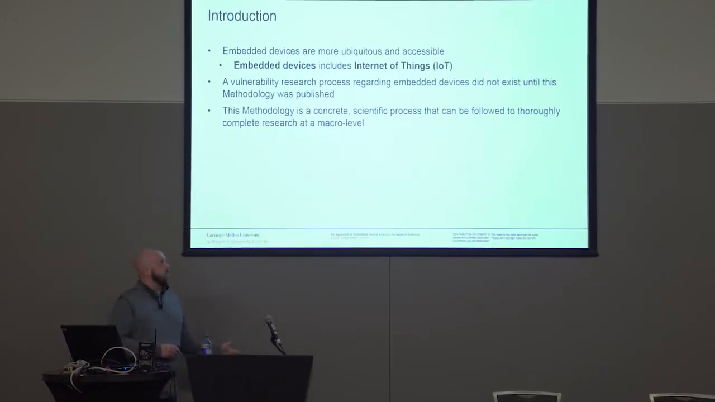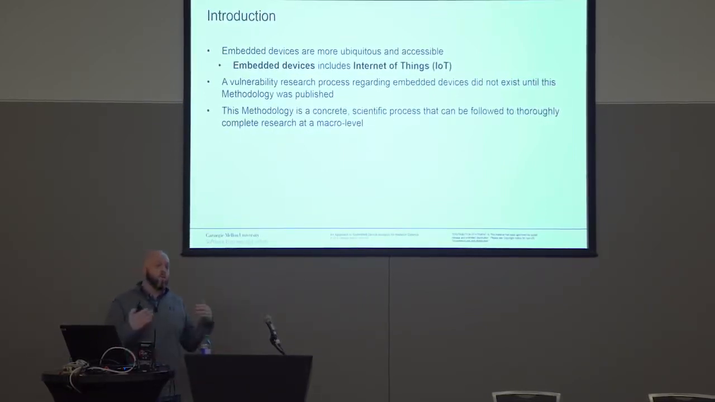So when I say embedded devices, you can also lump in Internet of Things into there. I like to put embedded devices as the umbrella for it, and then Internet of Things is underneath that, because your car is an embedded device, a satellite terminal that goes on a maritime ship is an embedded device. And then there's a vulnerability research process that didn't exist. And then, like I said, create this concrete methodology that anybody can use.